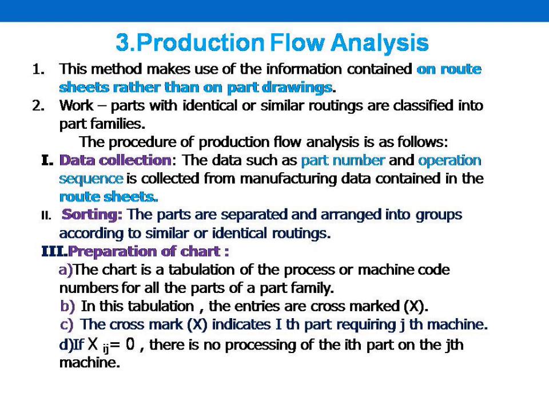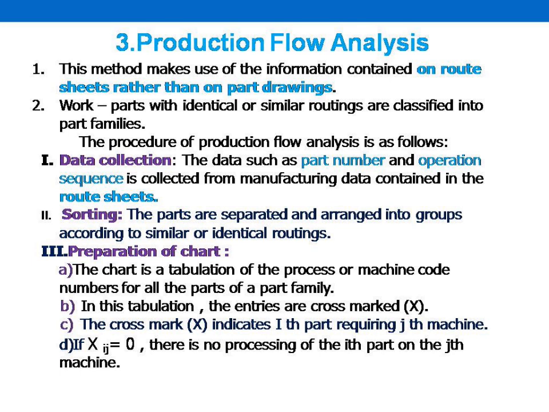What do we do in the chart? The chart is a tabulation of the process or machine code numbers of all the parts of the part family. We will see next what it is. In this tabulation, the entries are cross marked X. The cross mark X indicates that the ith part requires the jth machine. And if no machining is required for that part, it means x_ij is equal to 0.